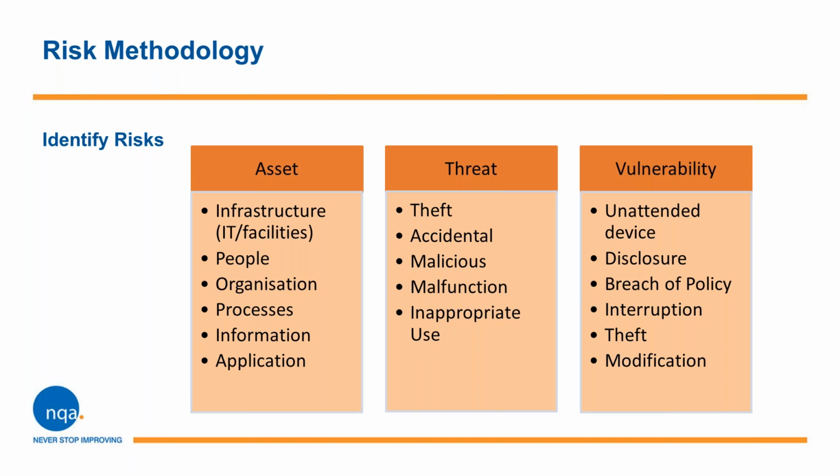So as we've got there, we've got asset, threat, and vulnerability. So you can see asset can be infrastructure, people, the organization, the processes. The threat can be theft, malicious activity, a malfunction, and the vulnerability for those can be unattended device, disclosure, breach of policy, etc.